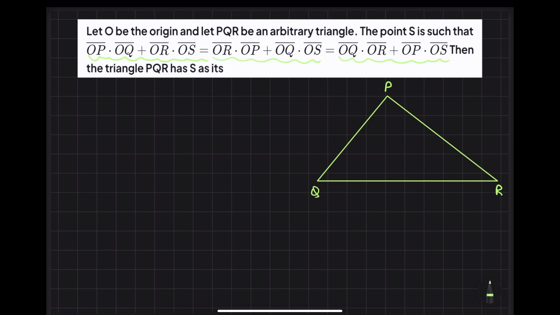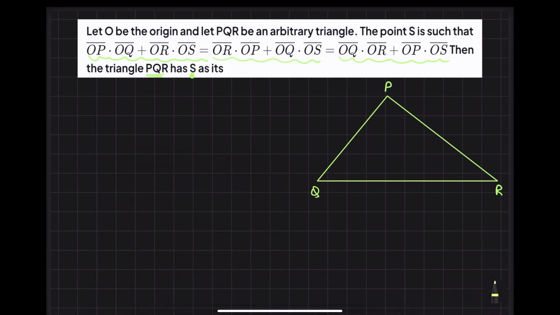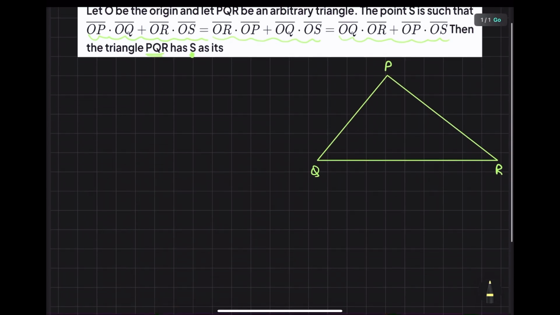Then the triangle PQR has S. So you have to name this point S. What is the name of this point S? It is something equal to something equal to something. So what I will do, I will handle two somethings, this with this.